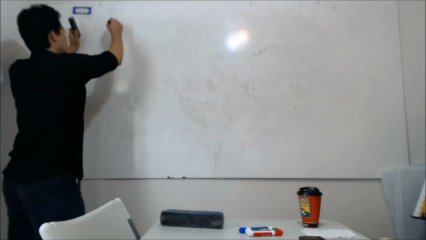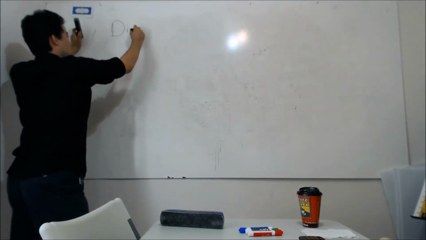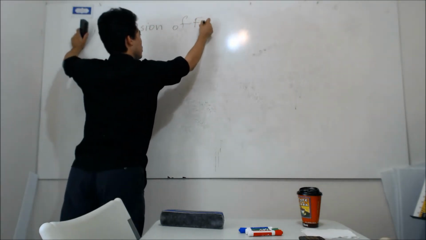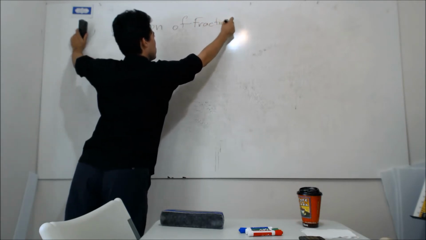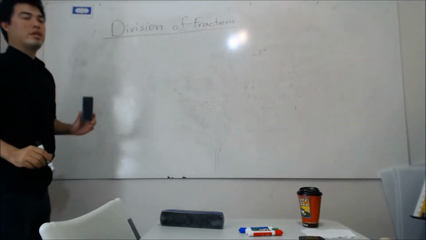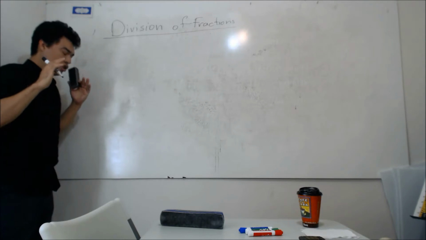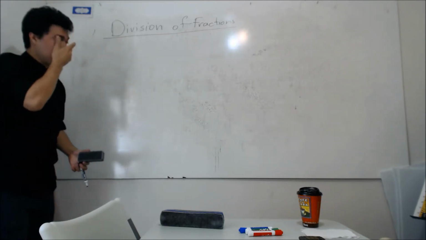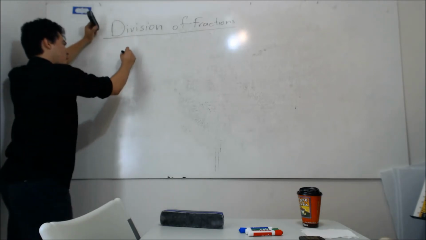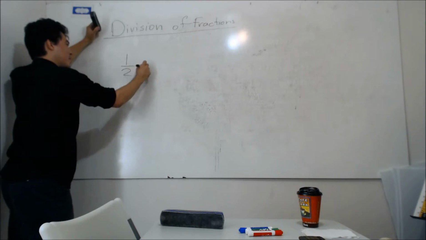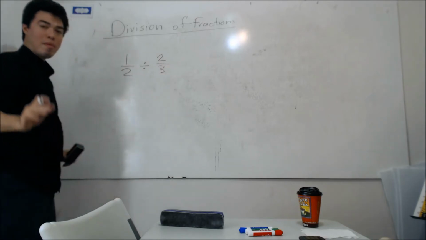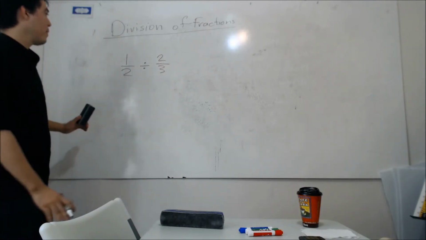So we're going to divide fractions. Now, the division of fractions is just as easy as the multiplication of fractions. And you're going to see why right now. So I'm going to start off with an example. I'm going to take this fraction, let's say 1/2, and I'm going to divide it by 2/3. Watch what I'm about to do, because this is just critical.